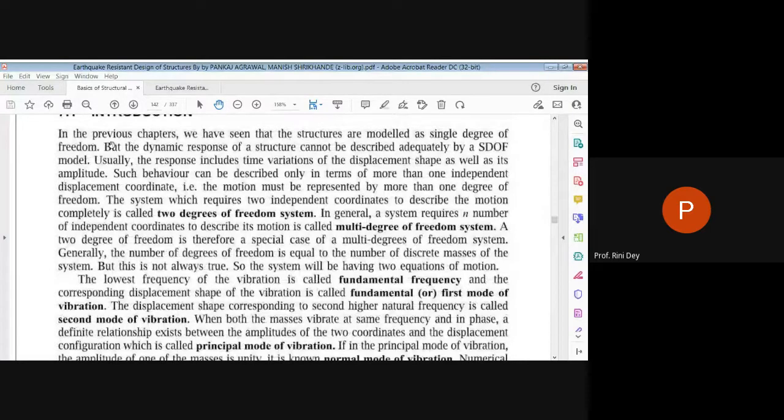In the previous chapters, we have seen that structures are modeled as single degree of freedom. But the dynamic response of a structure cannot be described adequately by a single degree of freedom model, obviously. We always try to understand anything, whether in science, engineering or maths, in a nutshell first, in a basic, singular form.